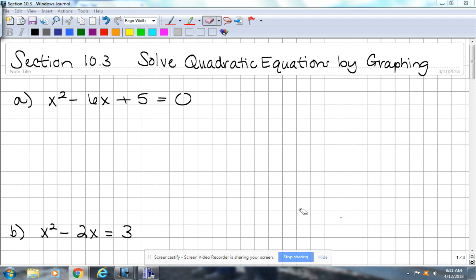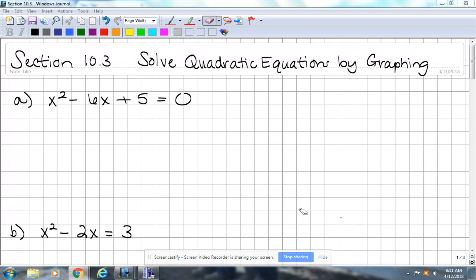Of sections out of the book today. The first one is 10.3. We're just going to do it really quickly. It's solving quadratic equations by graphing. Well, let's just think about how we solved these in Chapter 9. Chapter 9 was about factoring polynomials, was it not?